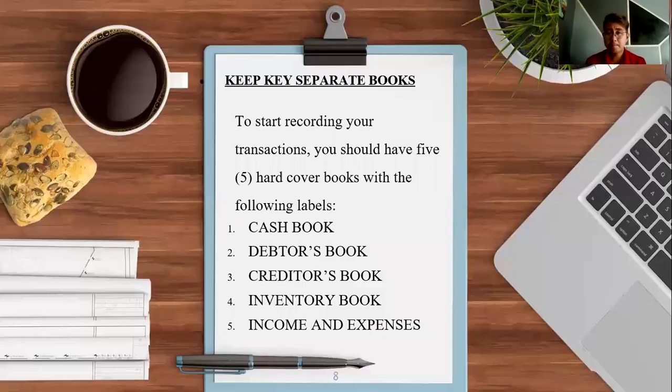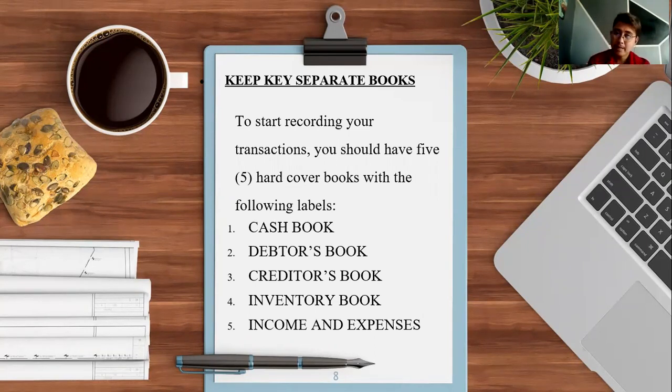So keep separate books. To start recording your transactions, you should have the five hardcover books with the following labels. First, you need to have a cash book. Next, we have the debtor book. Next, we have the creditor book. We also have the inventory book. And last, we have the income and expenses book.